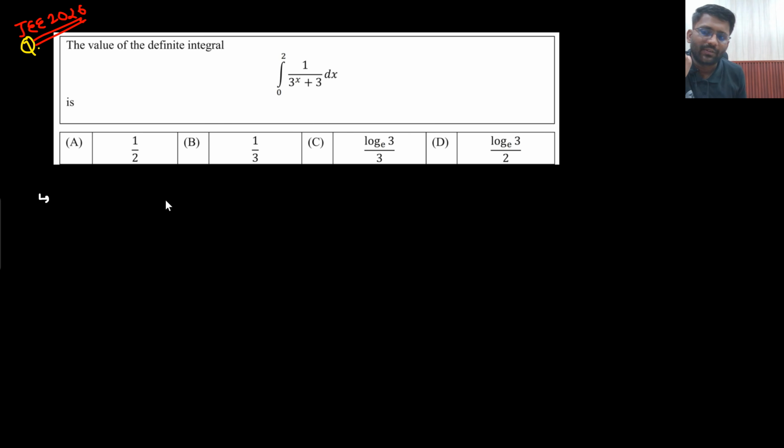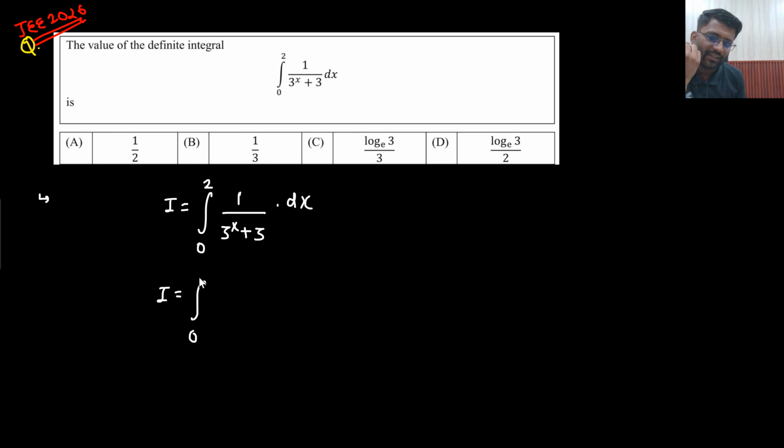Okay, I equals the integral from 0 to 2 of 1 by 3 to the power x plus 3 dx. If I assume 3 to the power x as t, it will become t plus 3, and that integration I already know, which will be ln of t plus 3. Or I can apply King's rule also. With limits 0 and 2, the first thing that clicks for me is King's rule only. The limit will be 2, so subtract it from that. So King's rule I have applied here.